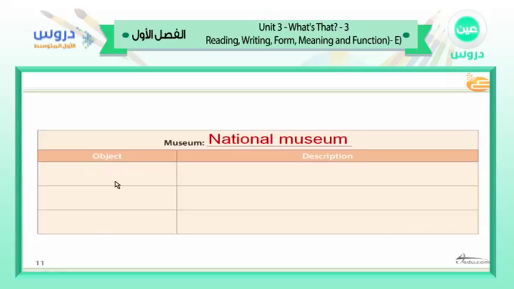The first object? Yes, that's a great old map. Can you describe this old map? Yes, excellent. It's a perfect and historic map. That's very nice. Okay, can you give me another object of this National Museum?